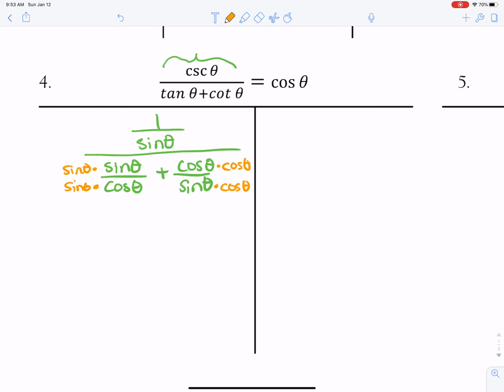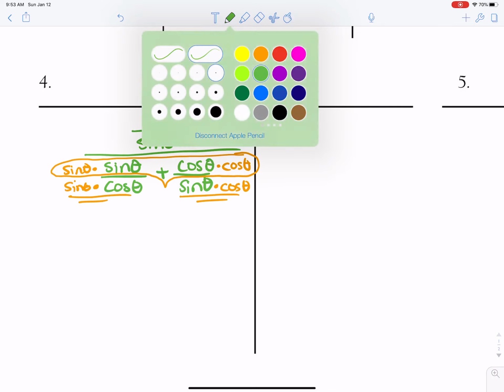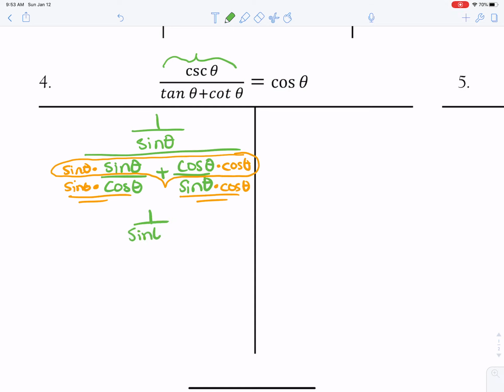And once we multiply that to both sides to solve it, all of this is my new numerator because my denominators are the same. And so this ends up being 1 over sine theta all over sine squared theta, because I just multiplied, plus cosine squared theta, because I just multiplied, all over sine theta cosine theta.